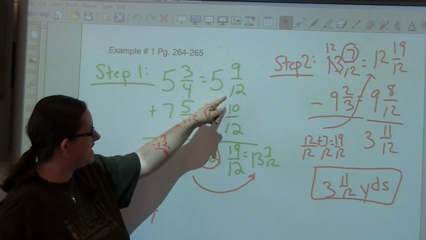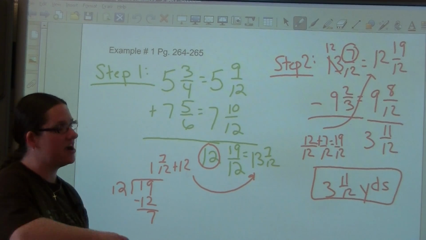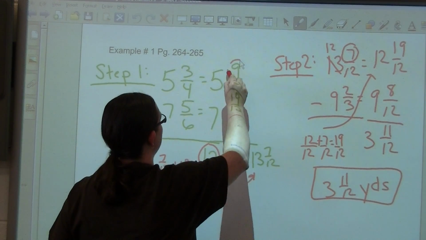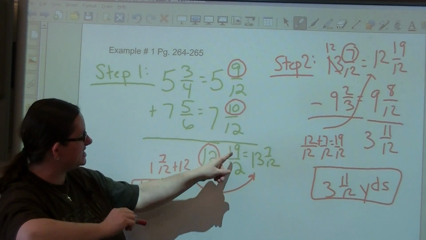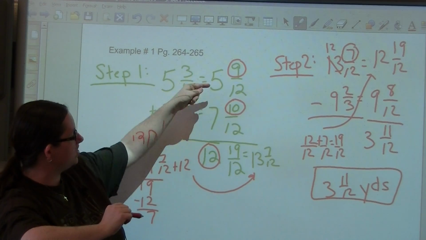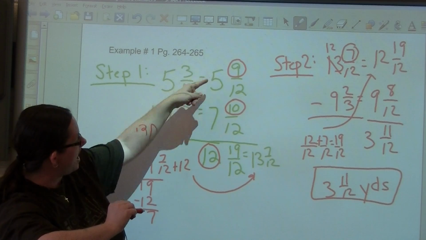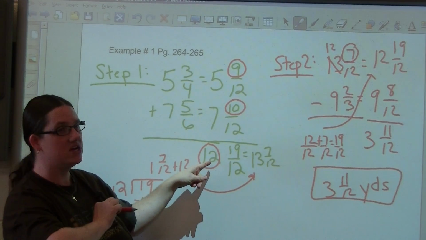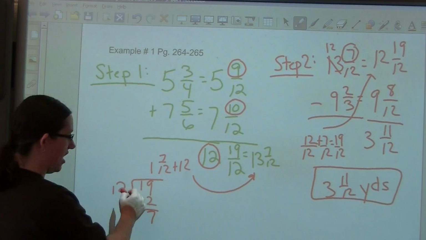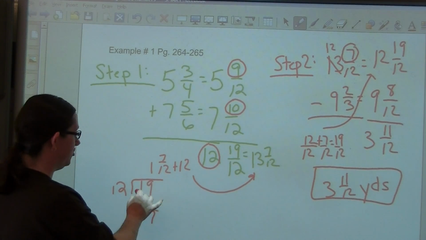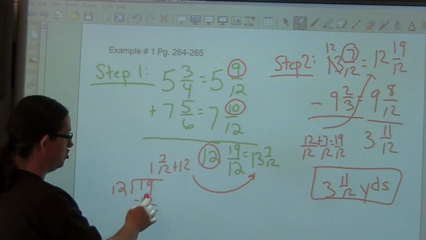Now we have the common denominator, so we can go ahead and add our what? Yes, our numerators. So we're going to add the 9 plus the 10 to get us 19/12. Okay, and then we can go ahead and add the 5 plus the 7, which gives us what? 12. Now, this is our improper fraction. So off to the side, or wherever you want in your notes, remember we need to change that to a new mixed number.